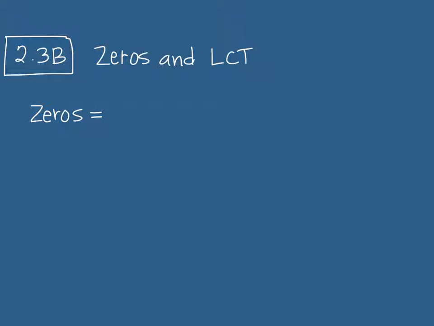Zeros is another word, aka x-intercepts, where that graph will cross the x-axis. Also called roots. Those words are all interchangeable with each other. So if I say how many x-intercepts does it have, I'm really asking how many zeros does it have or how many roots does it have. They all mean the same thing.